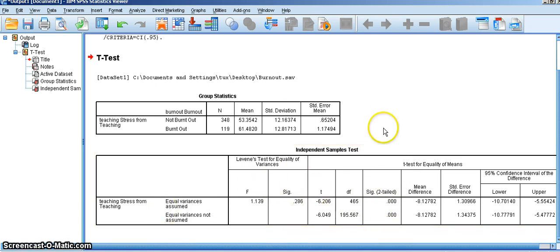So this is how we do the independent t-test, and make sure that you refer to our notes to see how we accurately report that.